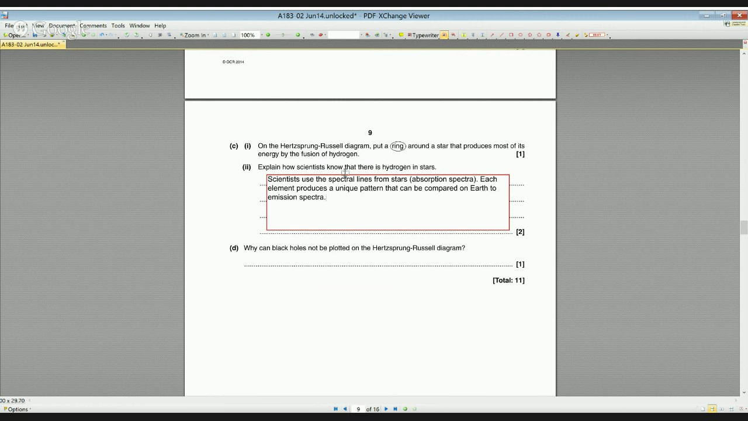Absorption spectra are what we see when we look at the light from a star through a spectroscope. We'll see most of the spectrum, the whole rainbow, but there will be some distinctive lines, and the position of those lines at certain wavelengths will correspond to the same positions of bright light that you get when you excite certain gases by burning them or passing electricity through them. So it's by comparing the two, you can work out which elements are in the star.